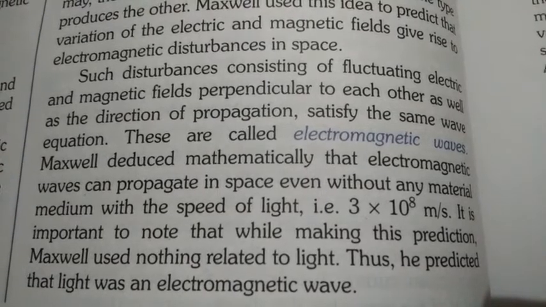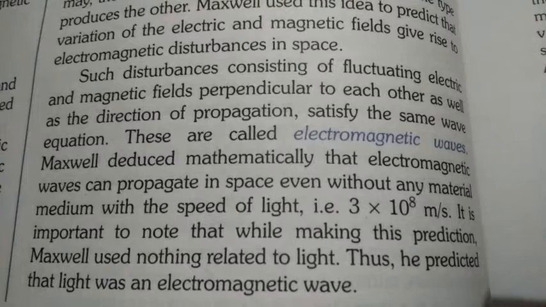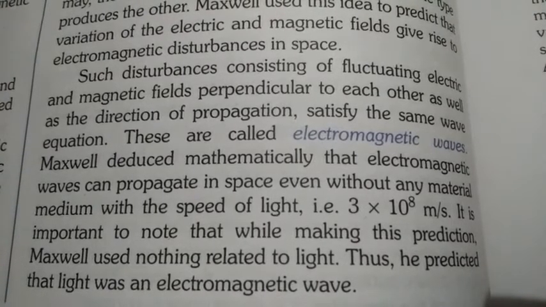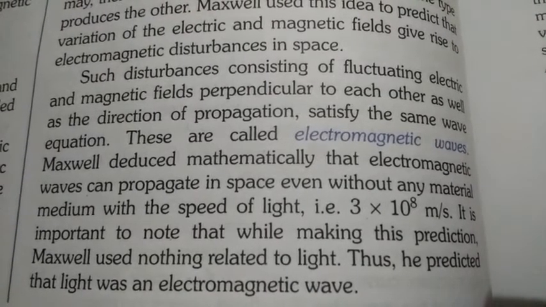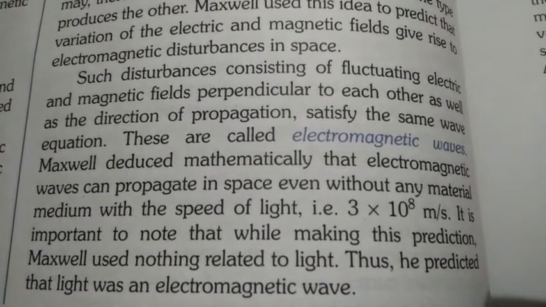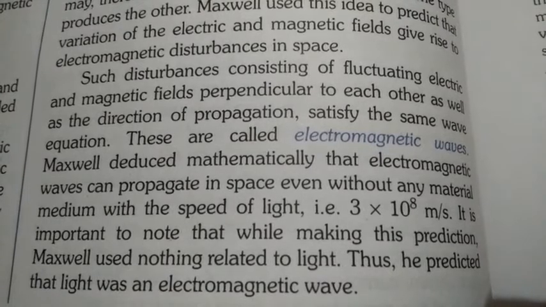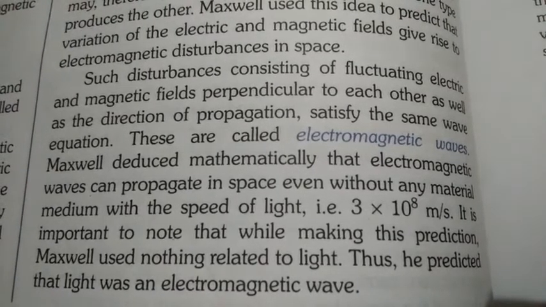Now don't get confused when I am using the word disturbance, because waves are produced because of disturbance only. So if any disturbance is there in fluctuating electric and magnetic fields which are perpendicular to each other, then those disturbances are electromagnetic waves.